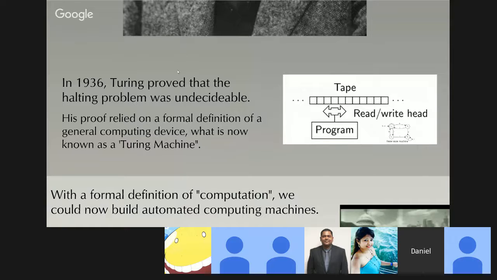And Turing proved that there was no general way for doing this, that the halting problem was undecidable, that you can't know in the general case whether a machine halts. In order to generate this proof, Turing hypothesized what he called the Turing machine. The Turing machine is an abstract formal system.